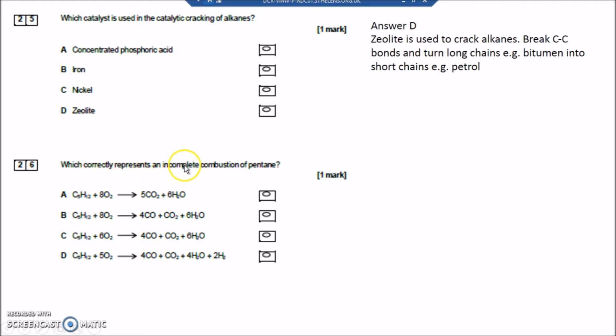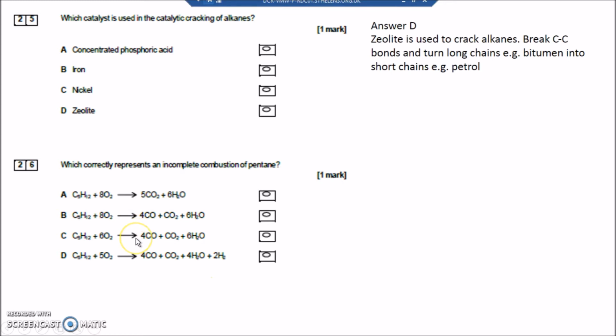Which correctly represents an incomplete combustion of pentane? So complete combustion, using a plentiful supply of oxygen, excess oxygen, will produce carbon dioxide and water. Incomplete is going to make carbon monoxide and possibly some carbon as well, and maybe some carbon dioxide as well. But answer B, C and D are possibilities. A is complete combustion with no carbon monoxide made, so incomplete combustion here. D is making hydrogen. No, it'll never make hydrogen. It might make carbon monoxide, it might make some carbon dioxide with it as well, it might also make some carbon, but it'll never make hydrogen.